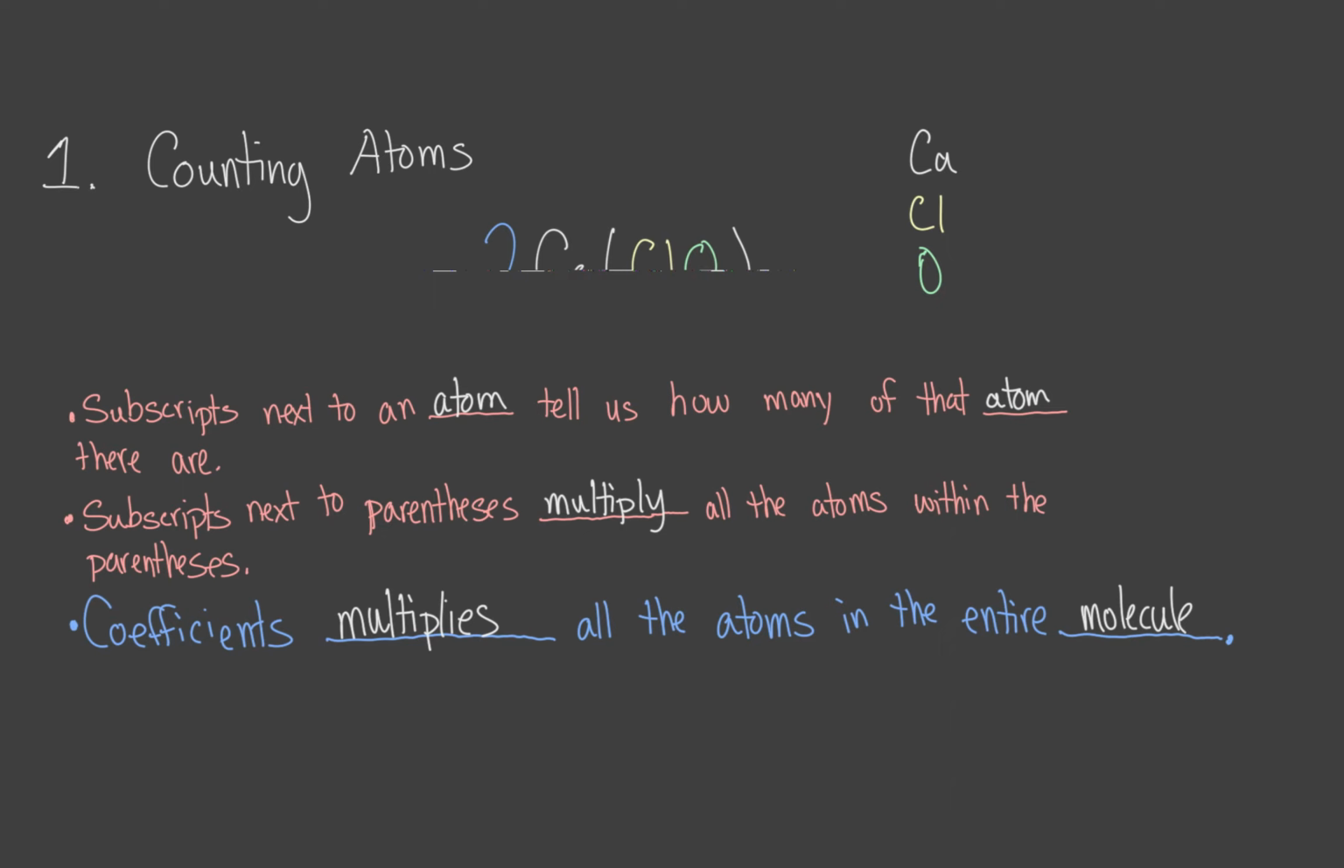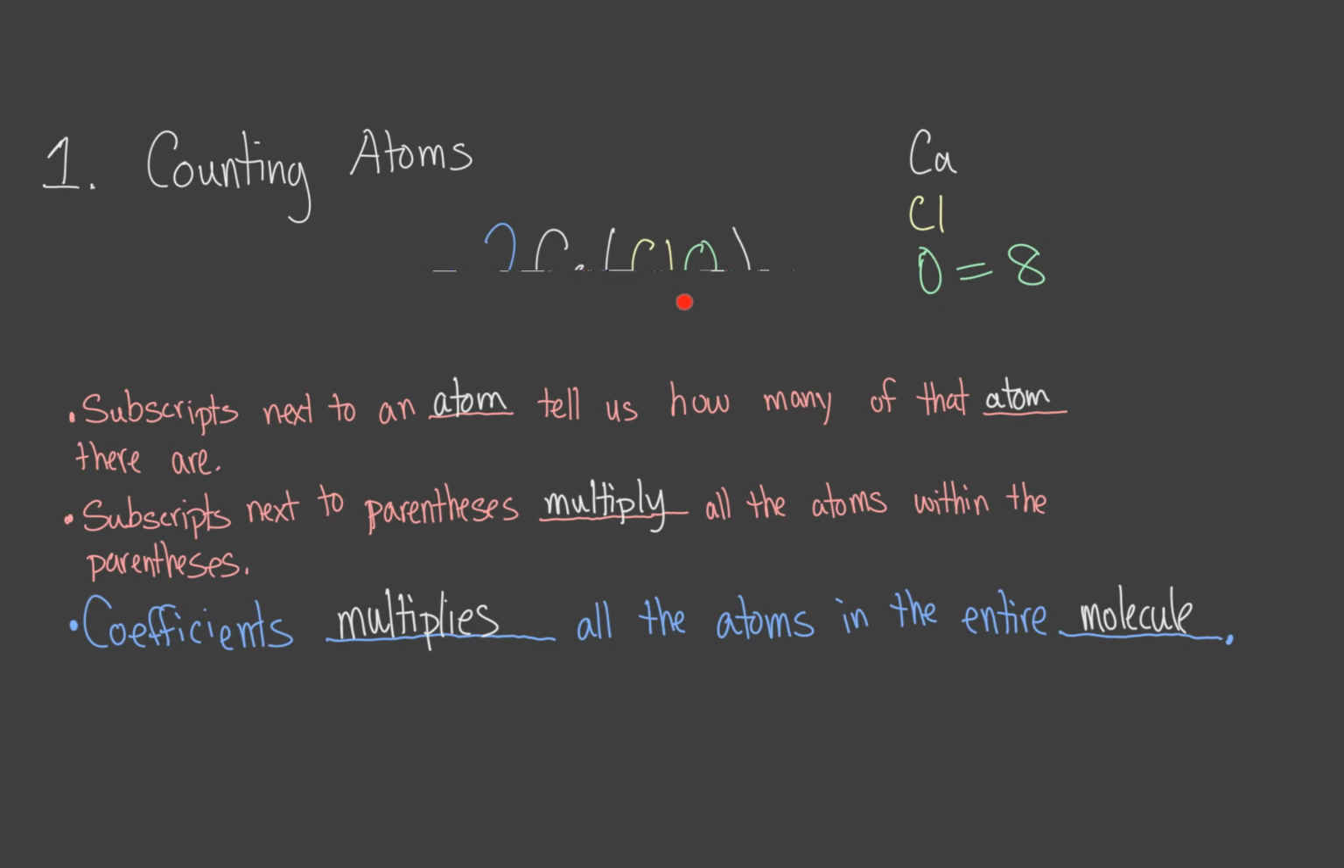Well, let's look at oxygen first. Oxygen has a subscript of 4, which tells us we're going to have 4 oxygen. But there's also a subscript next to the parentheses that contain oxygen, which means we multiply. So 2 times 4 is 8, which means we have 8 oxygen.